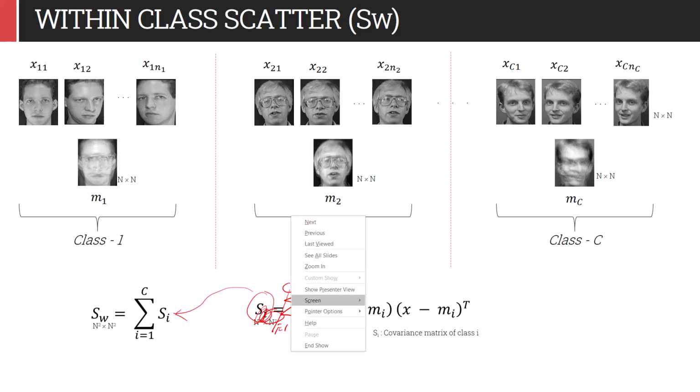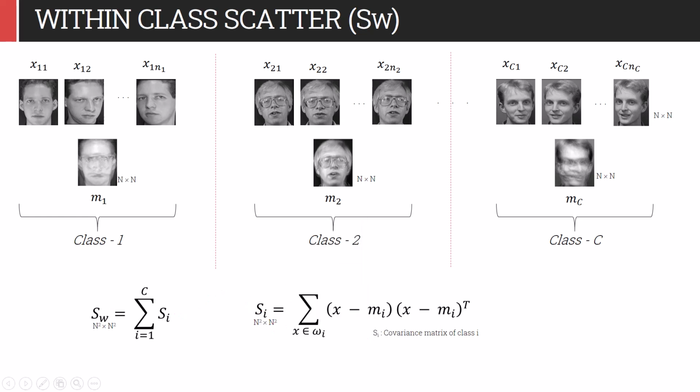And yeah, let me just erase this. The dimension of Si would be n square by n square, because this image is n by n, right? So it will be converted into a vector, and then it will be multiplied. That vector will be n square by 1, multiplied by the transpose of that vector, which will be 1 by n square. So ultimately Si is going to be of dimension n square by n square. So the within class scatter would be of dimension n square by n square, remember that.